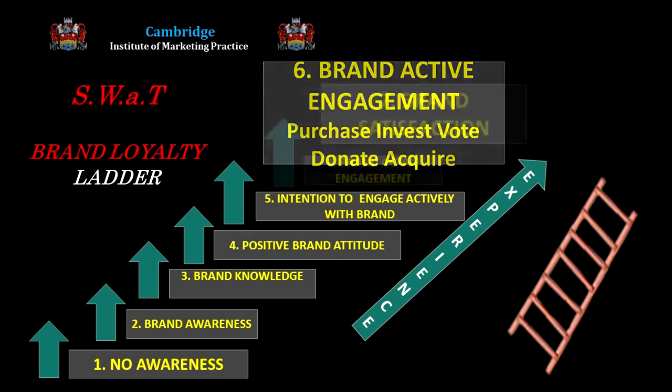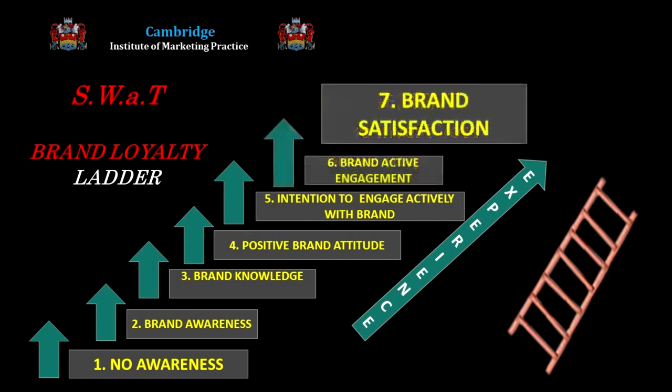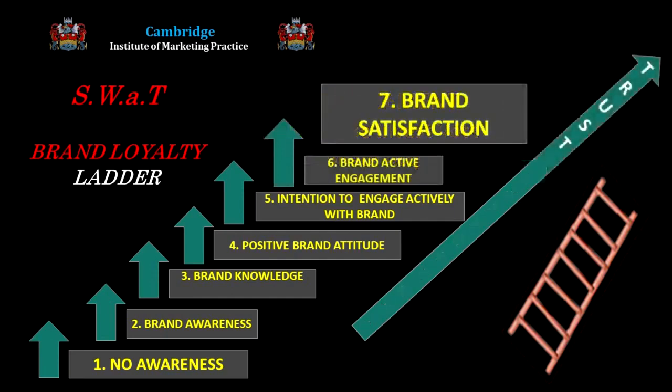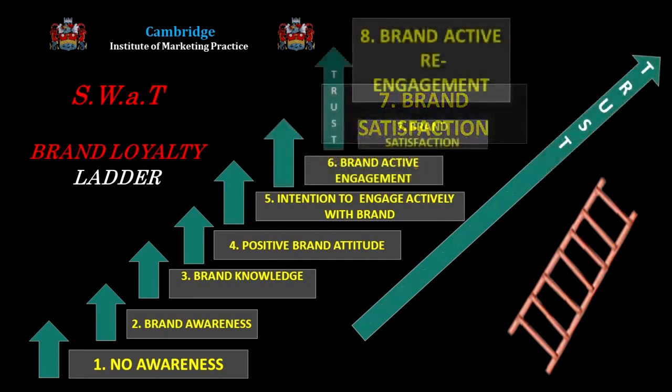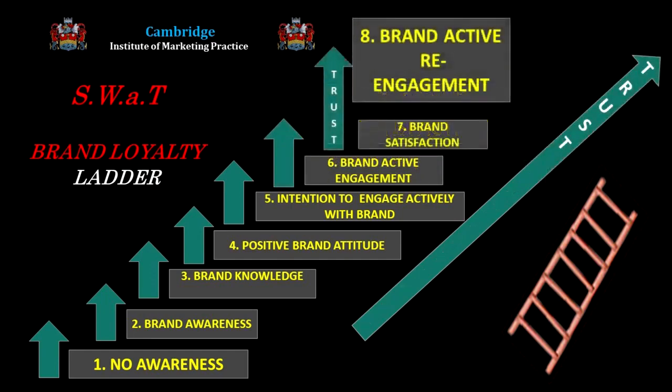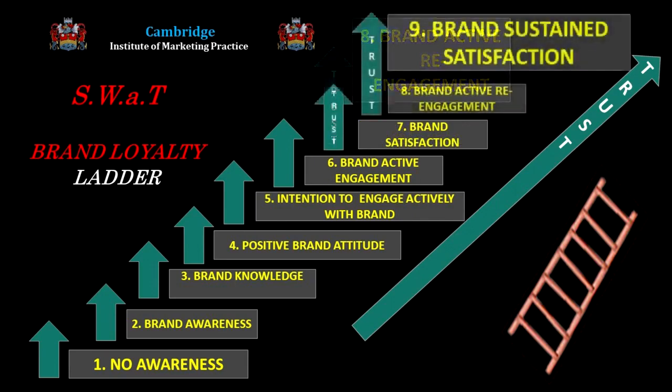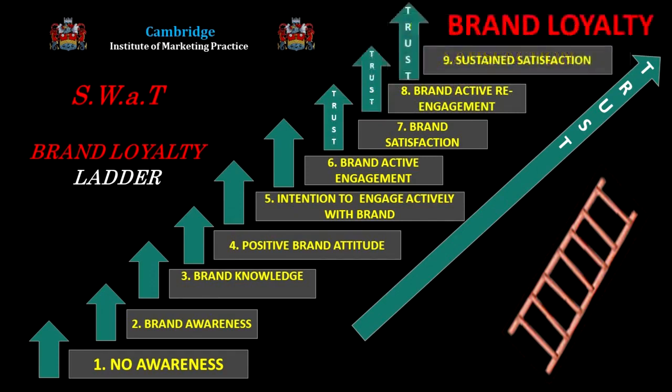Rung 7, satisfaction with the brand. I've used it. I like it, which encourages me to try it again, and I may pass to rung 8. Rung 8, reuse, repurchase, repeat experience, re-engage. Am I as happy as the first time? Not necessarily, but if I am, I will repeat rung 8 and move towards rung 9, sustained satisfaction with the brand. On rung 9, sustained satisfaction, growing and continuously reinforced trust will carry me to the very top of the ladder, the high point of the loyalty space, brand loyalty.